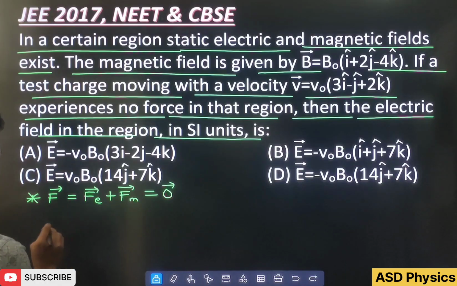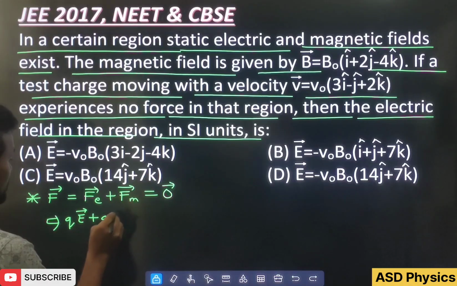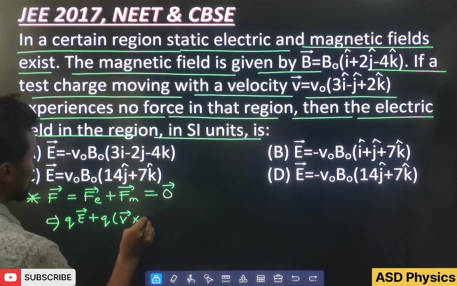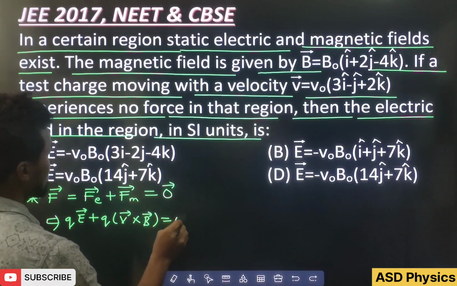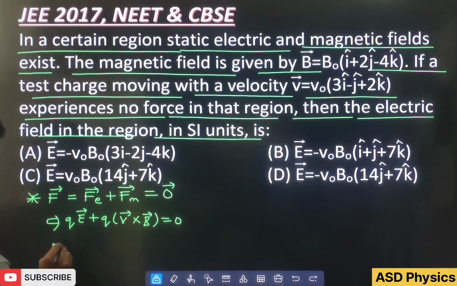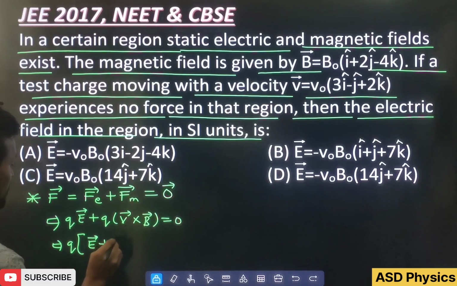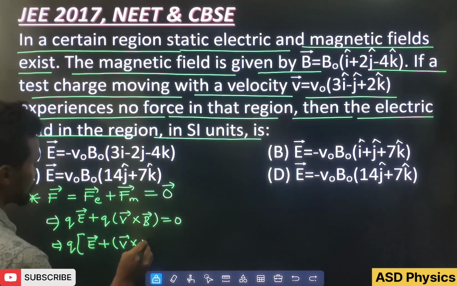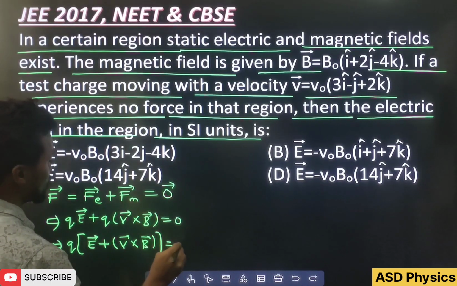So from here I can write the electrostatic force, QE, plus the magnetic force, QV cross B, is equal to 0. Because we have to calculate the electric field, if I take Q common, it will become vector E plus V cross B, and equal to 0.